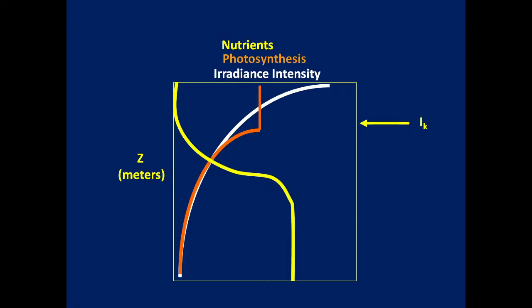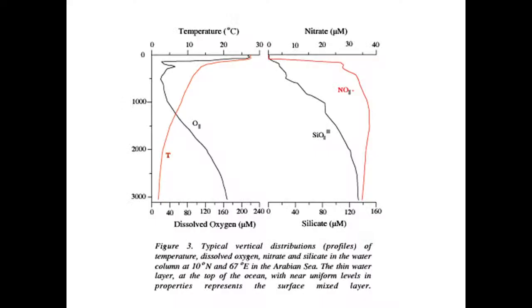So in the upper layer, the light is there, the nutrient is not there, and primary productivity is low. In the deeper layer, nutrient is there but the light is not there, so the productivity is low. There is an optimum depth where both are present in optimum condition, and we find that the deep chlorophyll maximum is most often present at that particular depth.